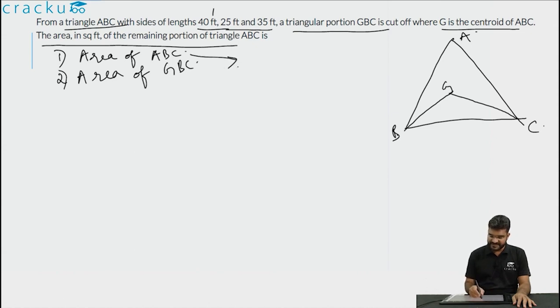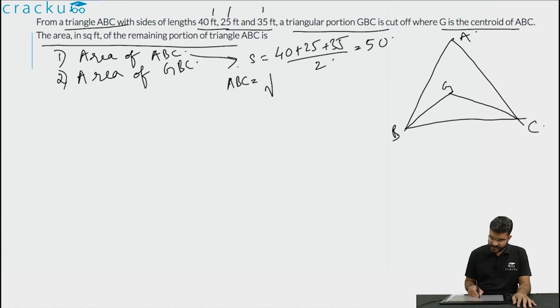We have all the three sides 40 feet, 25 feet and 35 feet. So S, which is the semi-perimeter, is the sum of all of them, that is 40 plus 25 plus 35 divided by 2. So if you calculate it, this will be 50. Therefore the area of ABC is equal to square root of S into S minus A into S minus B into S minus C, where A, B, C are the lengths of the sides of the triangle.